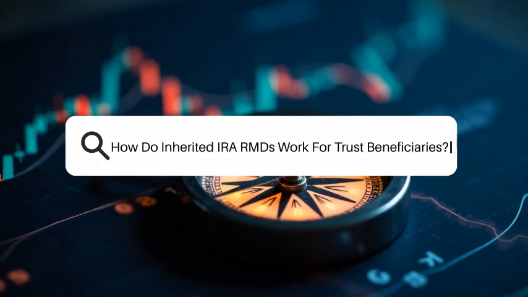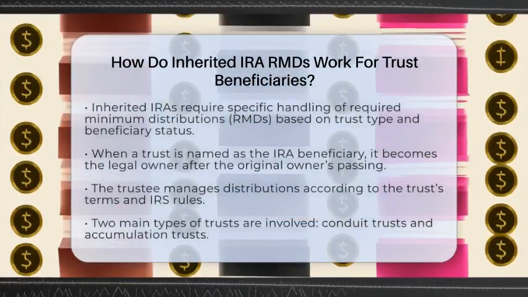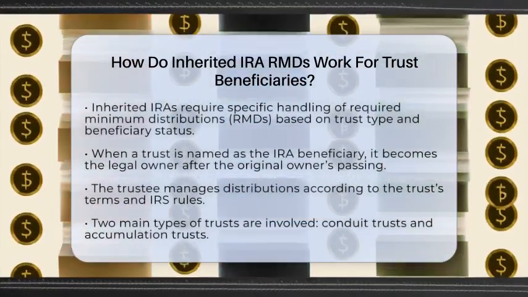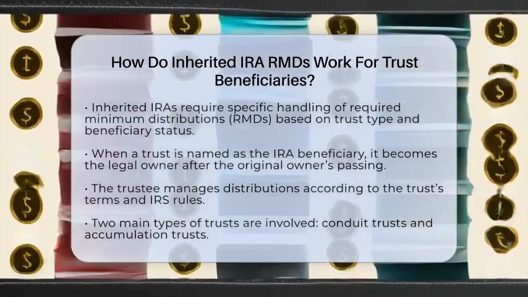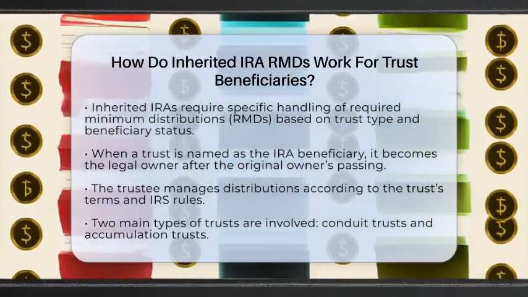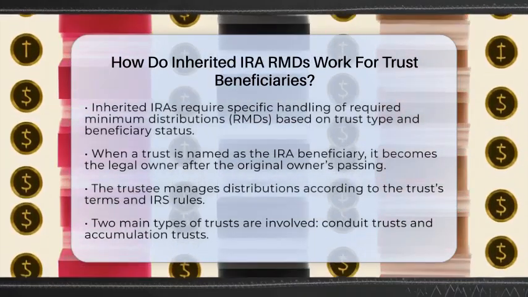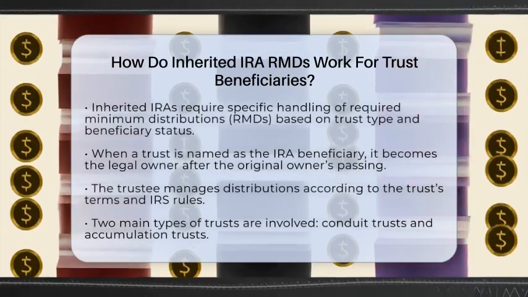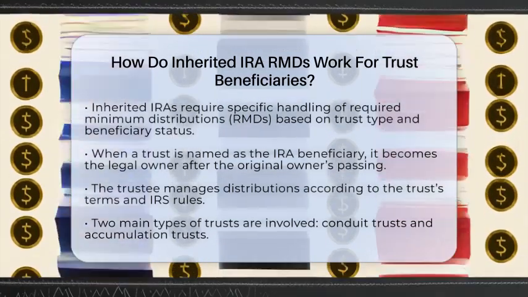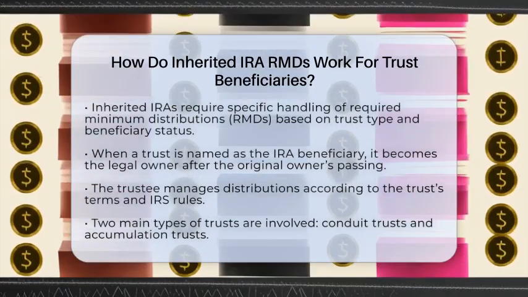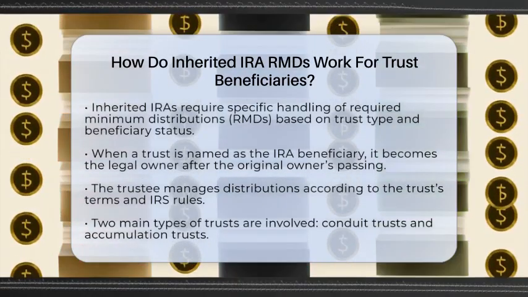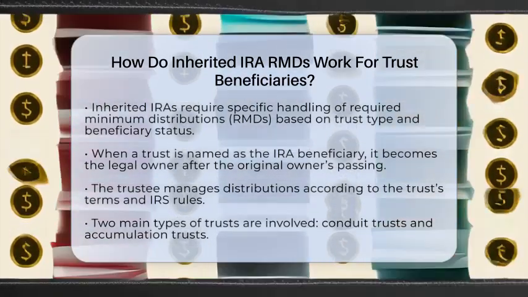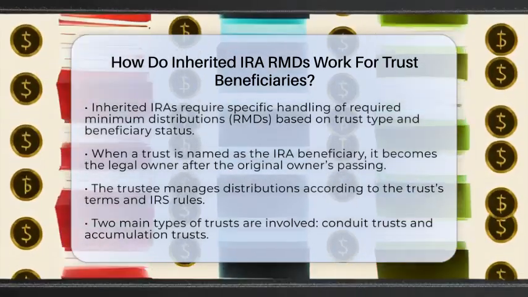How do inherited IRA RMDs work for trust beneficiaries? Imagine inheriting an IRA and wondering how to handle the required minimum distributions. It can seem complicated, but understanding the rules makes it easier to plan. When a trust is named as the beneficiary of an inherited IRA, the way RMDs are handled depends on the trust type and who the beneficiaries are.